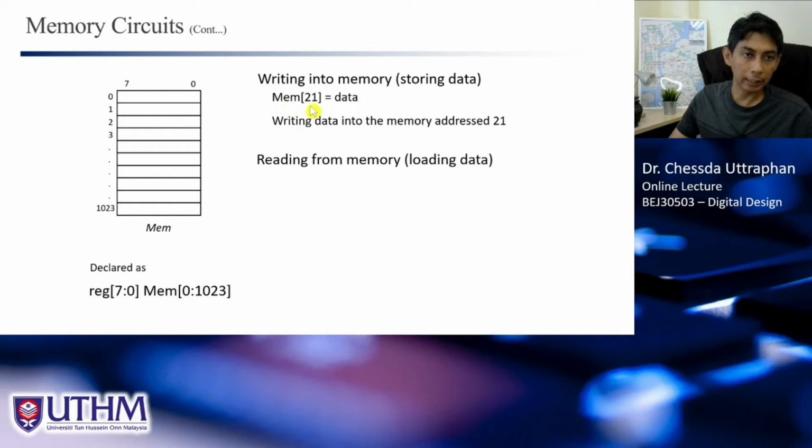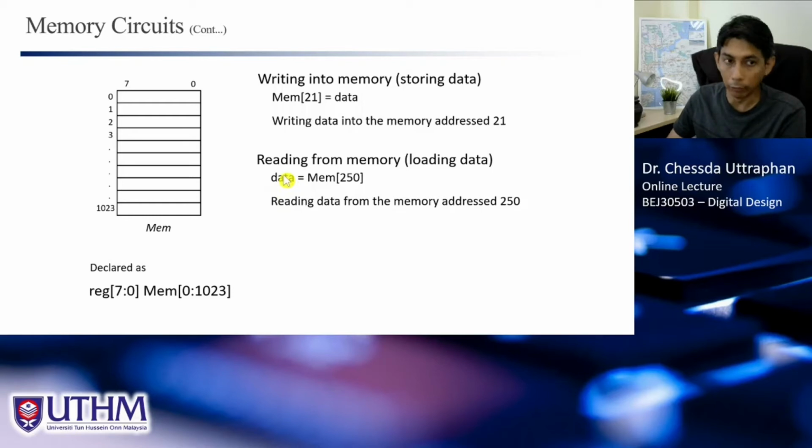So for example, in this case, we want to store the data or write the data into the memory. The data here must be 8-bit data, because our memory is 8-bit. For example, we want to write this data into memory location 21. So this is the Verilog syntax that we can use to write the data to location 21. And if we want to read now from location 250, for example, this is how. So the data is now our variable, so we can read into the variable here.